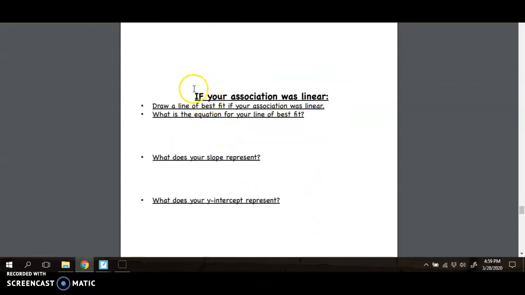Now the next part is in bold. If your association was linear. So again, you are going to only answer this part down here if it is linear. If you had not a linear line, don't worry about it. So draw a line of best fit in your association if your association was linear. What is the equation of your line of best fit? What does your slope represent? And what does your y represent? Okay.